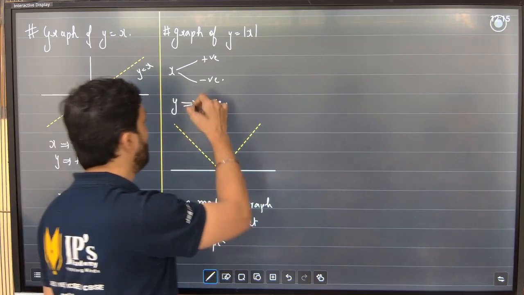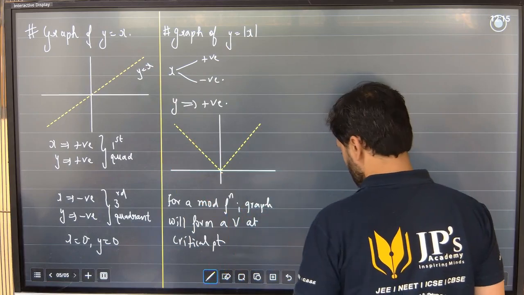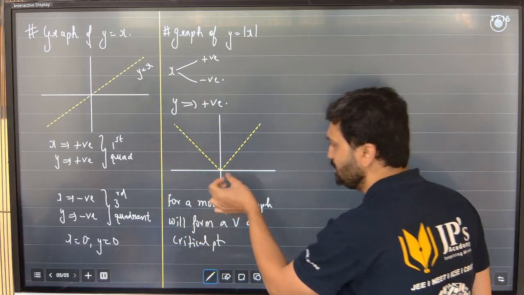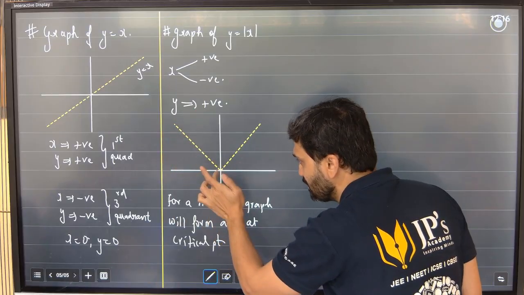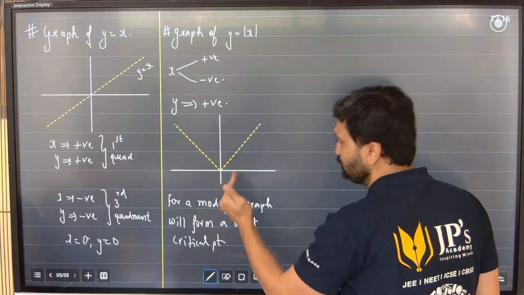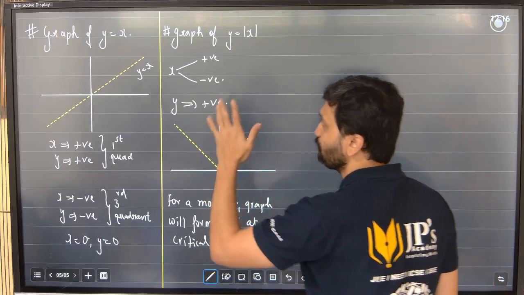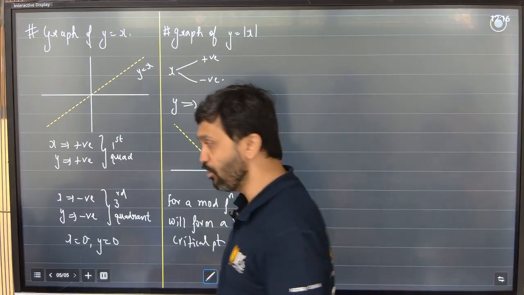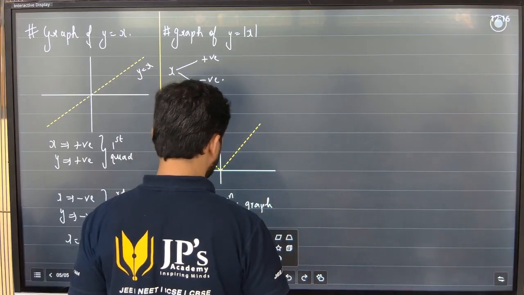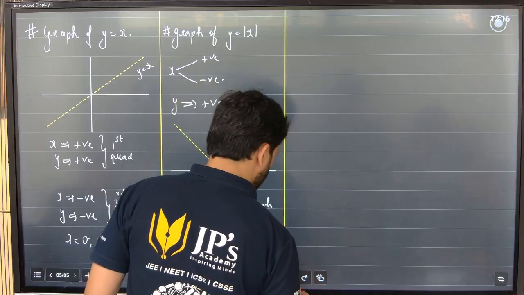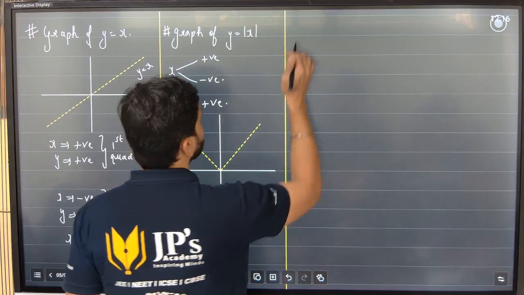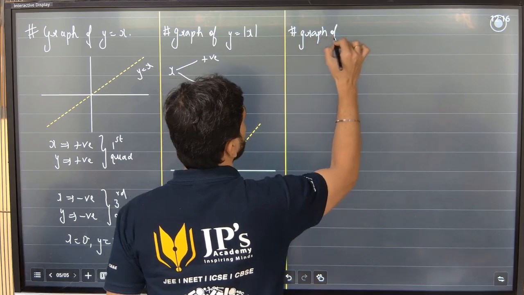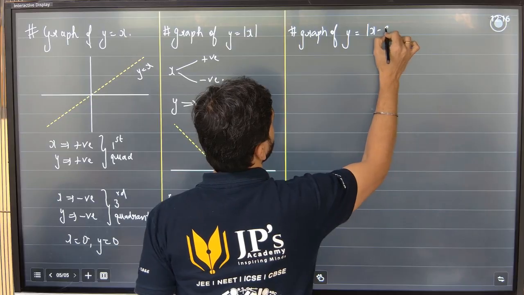Now critical point means, look, where it becomes zero. So if I set y is equal to x equal to zero, then y is equal to zero and x is equal to zero. This is the critical point. The graph comes here to the critical point, decreasing, and after that it increases. So this is the graph. For a mod graph, it will always be a V. Remember this. If I change the question a little bit, say for example, the graph of y is equal to mod of x minus 3.